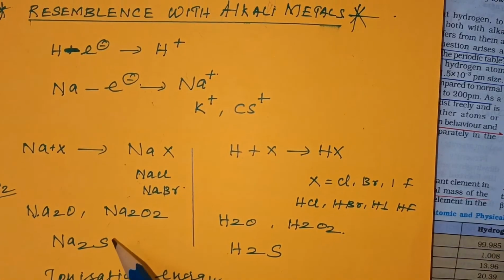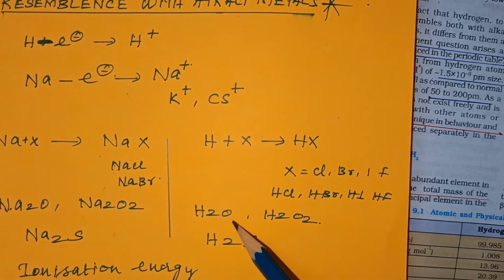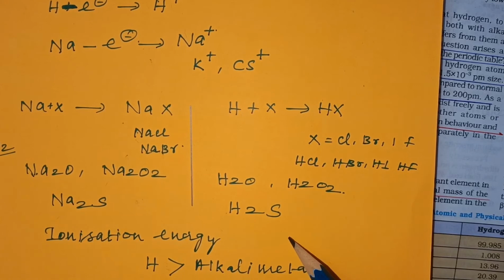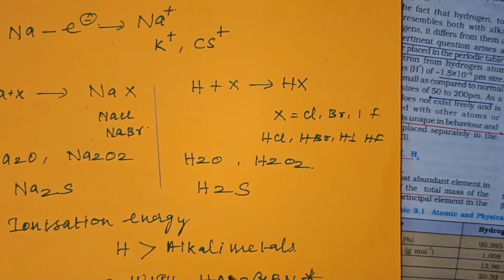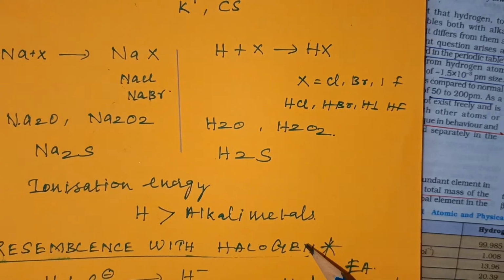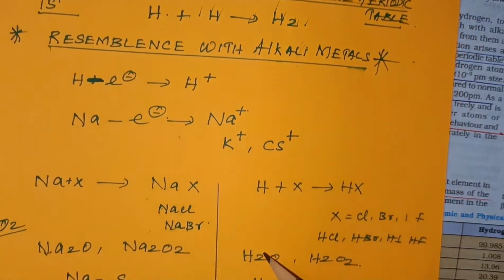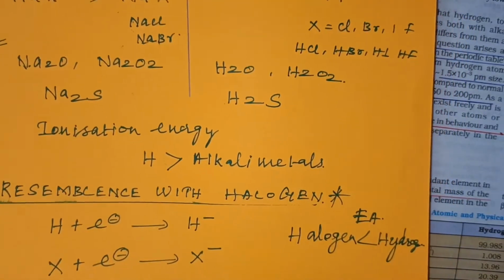Like alkali metals, hydrogen also forms hydrogen peroxide, hydrogen sulfide, and the water molecule, H2O. But the ionization energy of hydrogen is very high compared to that of alkali metals. So these are all the properties in which hydrogen resembles the alkali metals.